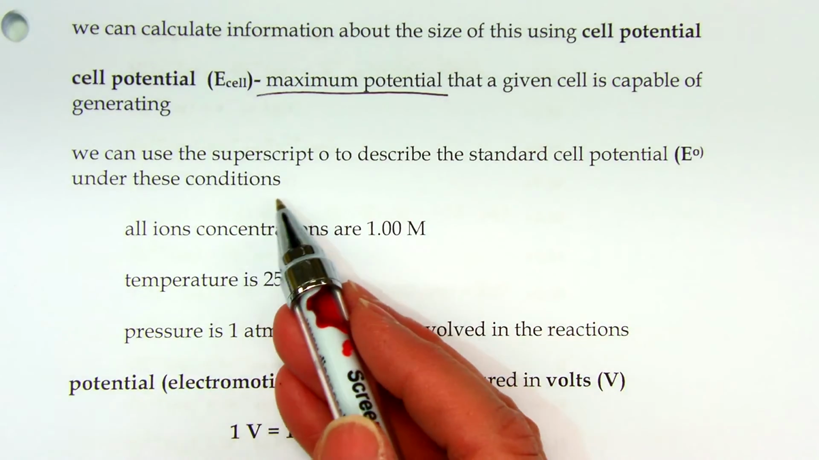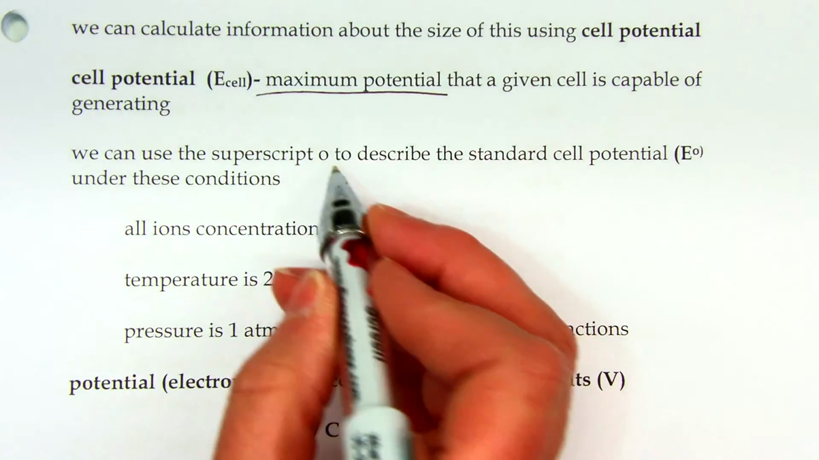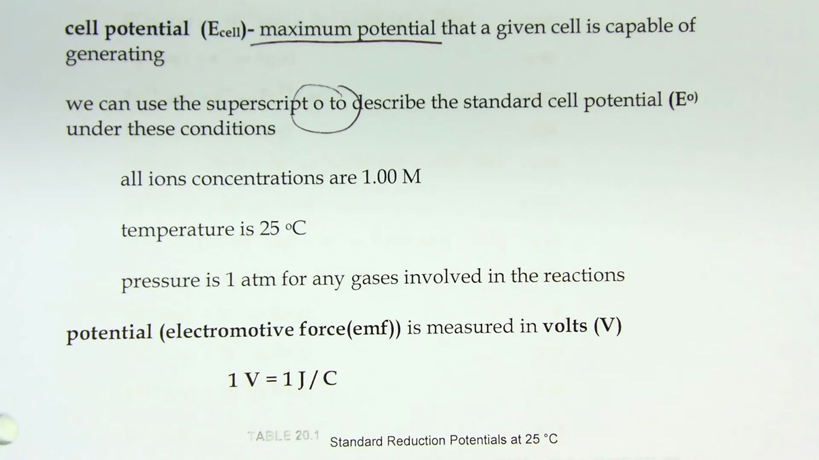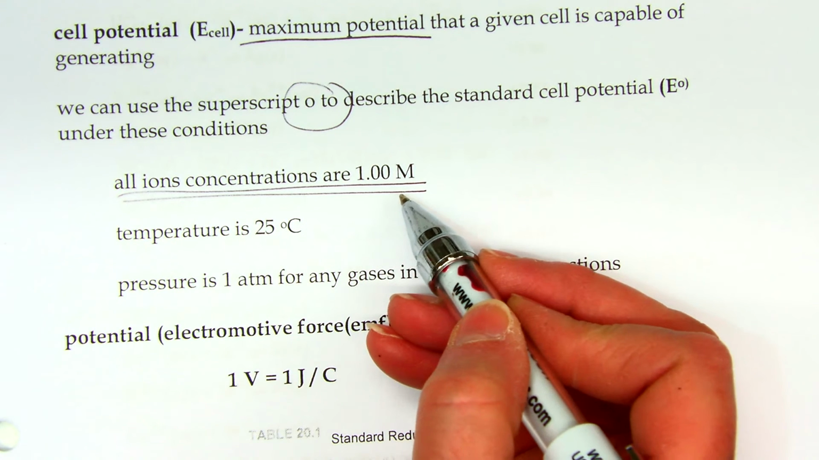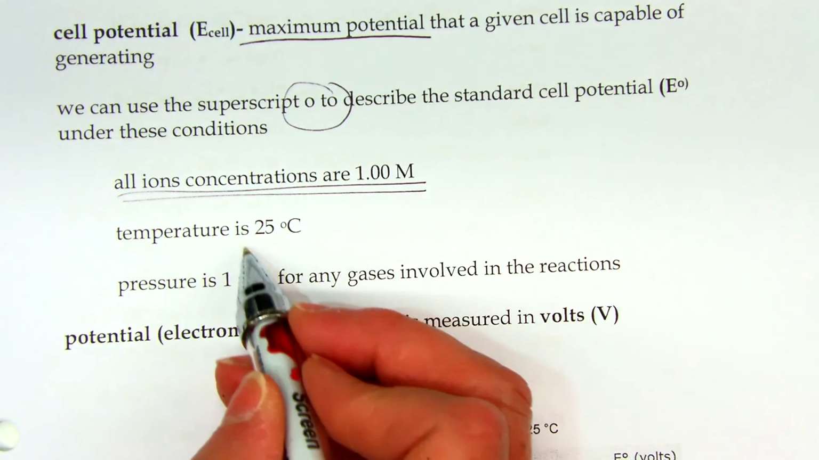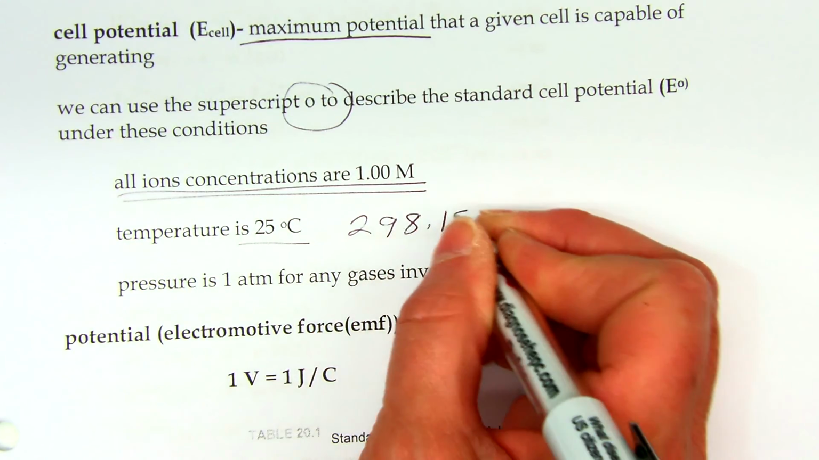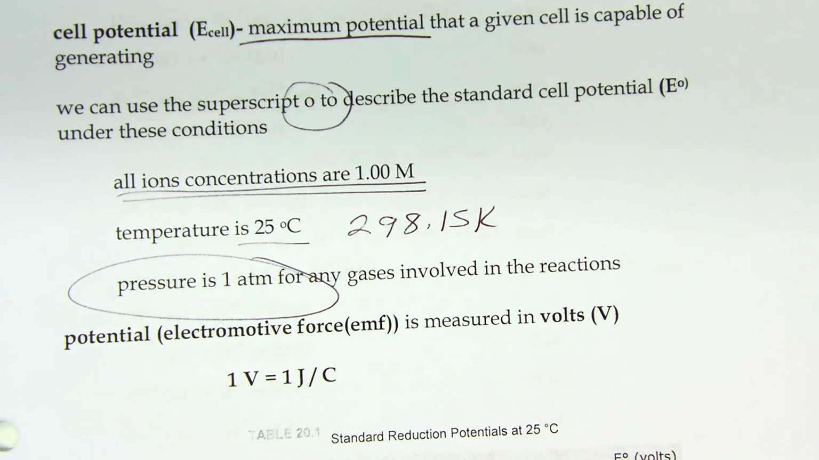So we talk about standard conditions for cell potentials, and we use the little superscript 0. When we do this, it means that the concentrations of all the ions in our cells are 1 molar. The temperature is 25 degrees Celsius, or 298.15 Kelvin. And if we have any gases there, the pressure is 1 atmosphere. So those are standard conditions.